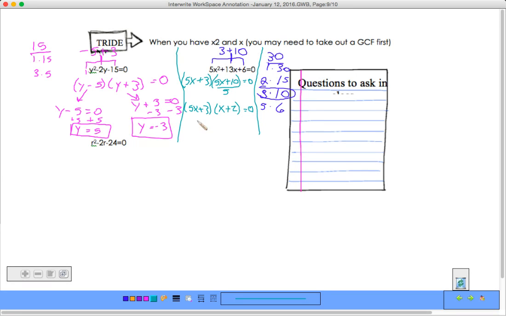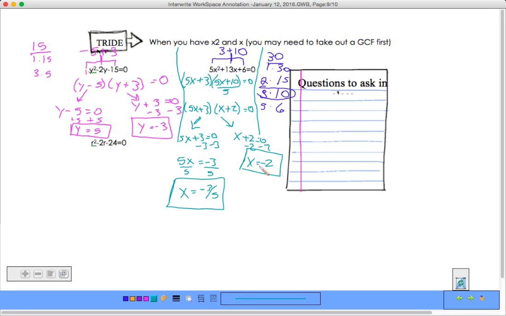And then just like the last example, I'd split it into 2 cases. So I have 5x plus 3 equals 0 and x plus 2 equals 0. Here I'd subtract 3. Get 5x equals -3, divide by 5, and get x equals -3/5. Here I just subtract 2 to get x by itself and get x equals -2. And there are my 2 answers once again.